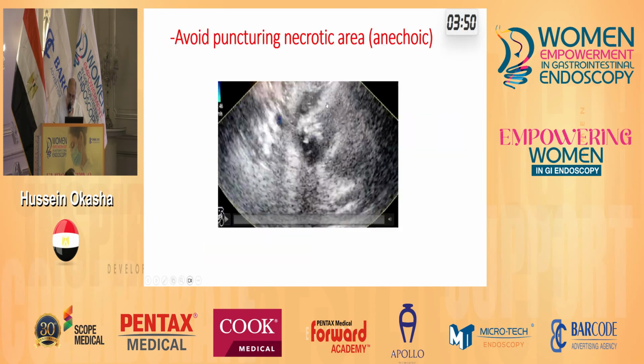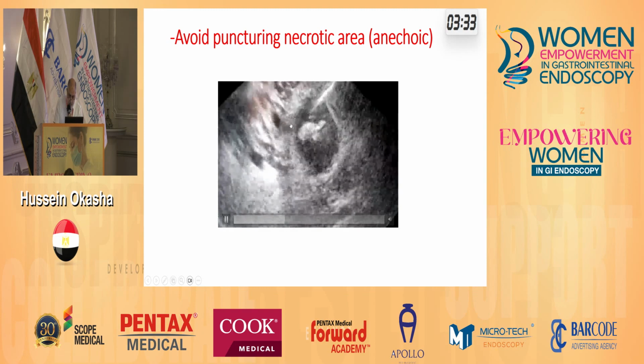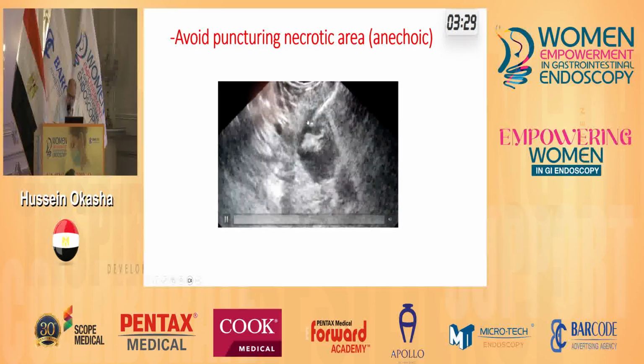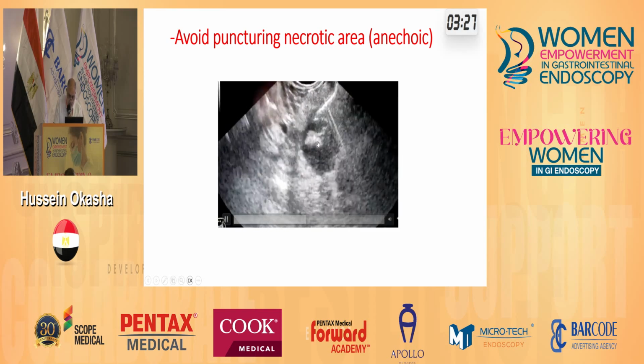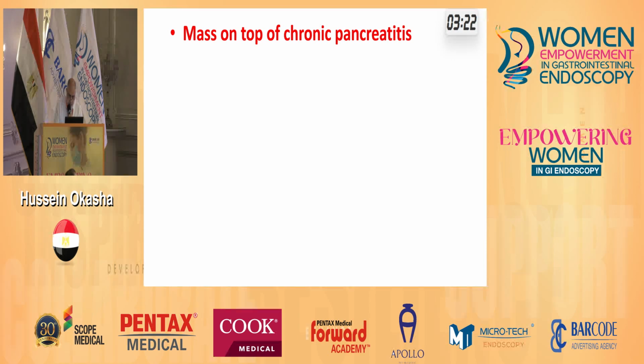Another trick is to obtain the biopsy from the hypoechoic area of the mass, not from the center or the hyperechoic area, because the center hyperechoic area may be blood, may be a necrotic area. So try always to obtain from the periphery of the mass, from the hypoechoic area of the mass, not from the central necrotic area of the tumor.